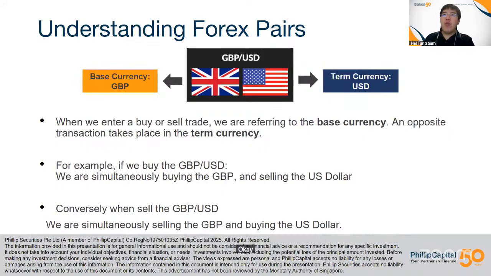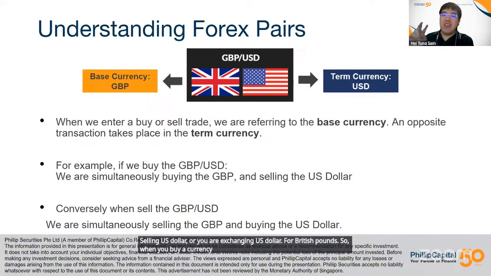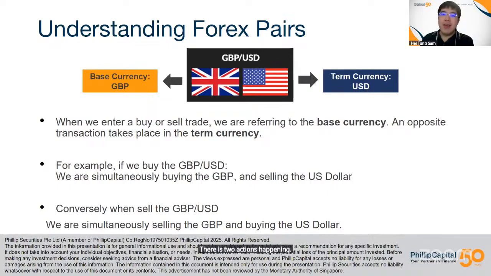When we're talking about an FX pair like pound USD, if you were to buy this pair, that means you are buying the base currency, which is the currency on the left, and you are selling the currency on the right. So you're buying pounds, selling US dollars, or you are exchanging US dollars for British pounds. When you buy a currency pair, there are two actions happening. One is you're buying, and the other is you're selling, or you're converting the one you're selling into the one you're buying.